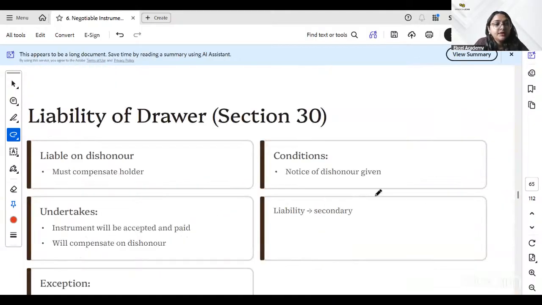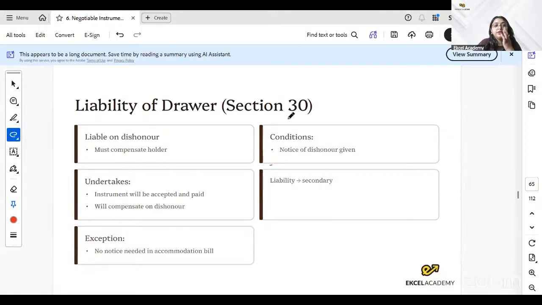All right. Next, what is the liability of the drawer? Let's say someone has drawn a check. The drawer is liable on dishonor. Let's say you did not have sufficient balance and the person, let's say A, had issued a check to B, and your check bounced. Then you will have to compensate the holder. It could be B or the person to whom B has endorsed it. Why? Because it was your mistake that your bank account did not have sufficient balance before you actually issued your check.